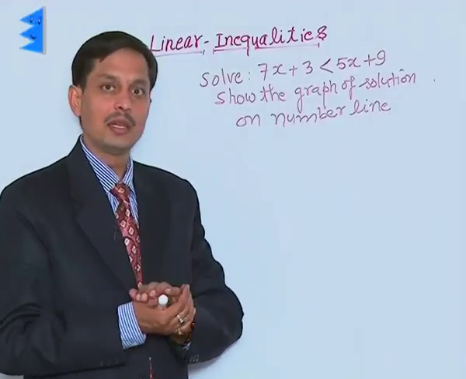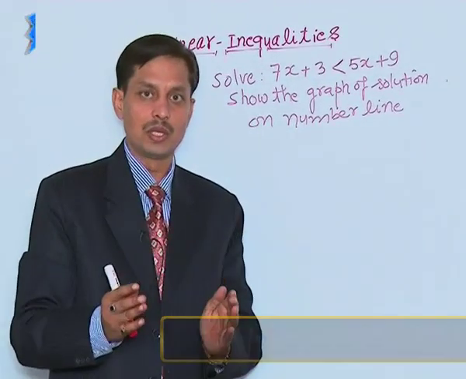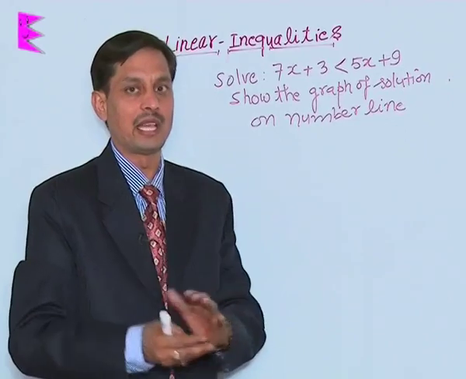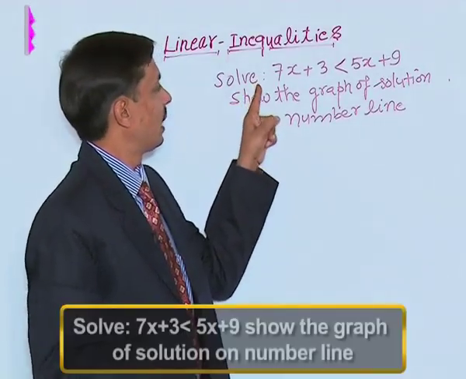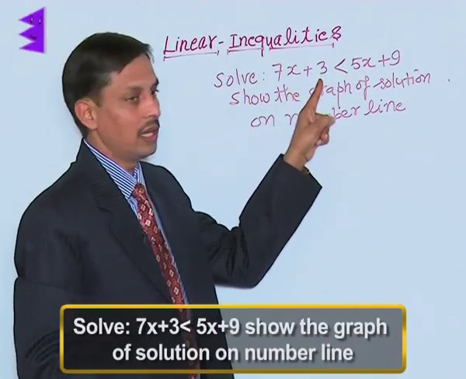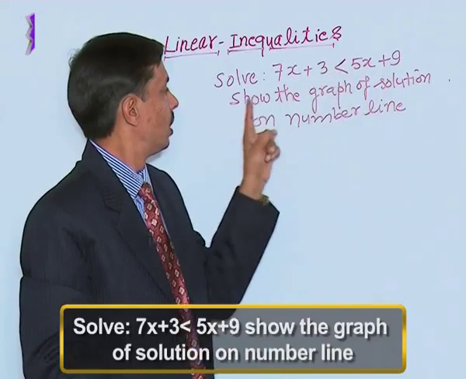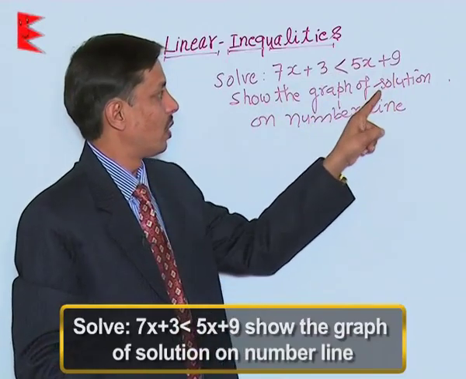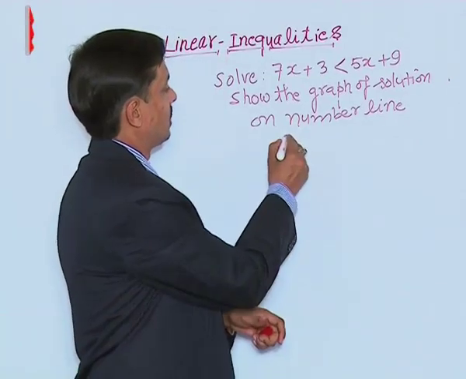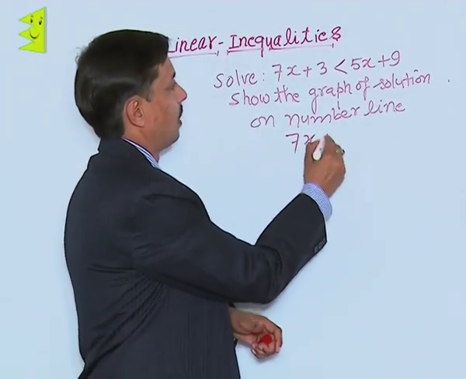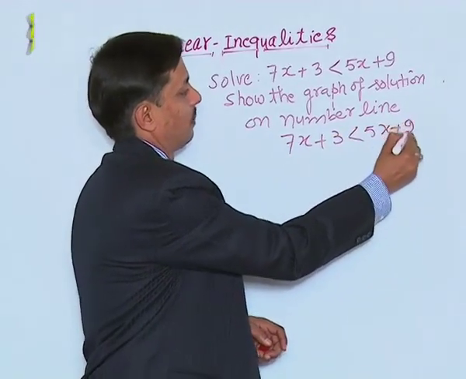Now I am taking a very important example where we will find the solution and that solution will be expressed on the number line. The problem is: solve for x, 7x plus 3 is less than 5x plus 9, and draw the graph of the solution on the number line. It is 7x plus 3 is less than 5x plus 9.